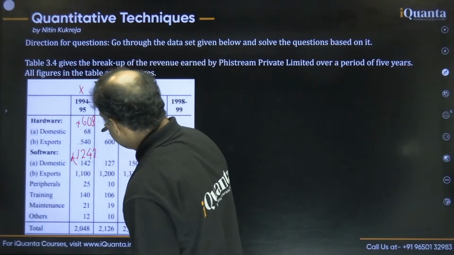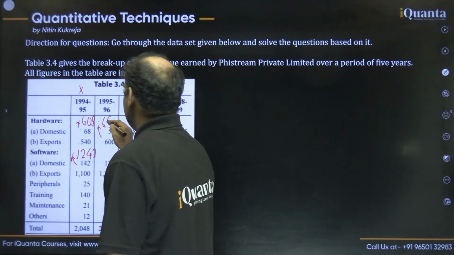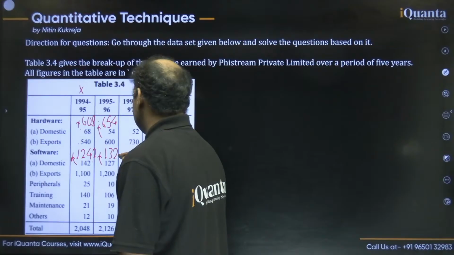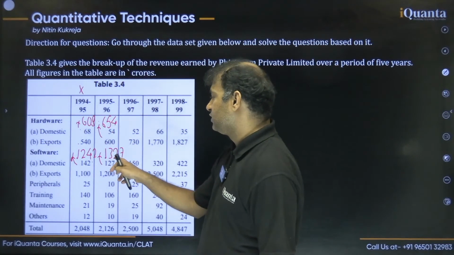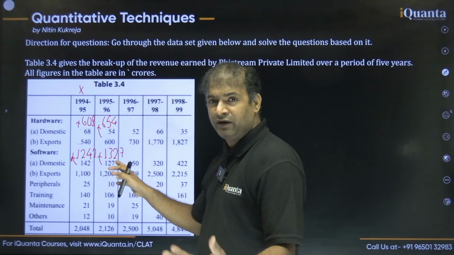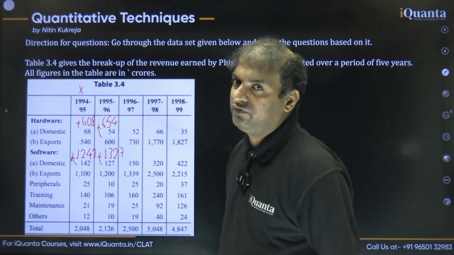Look at the next year, 95-96. The hardware business is how much? 654. And what about the software business? That gives you 1327, right? Is it more than half or not? Actually, no. The half of this should be 663.5, right? And this being 654, this is also not more than 50%.